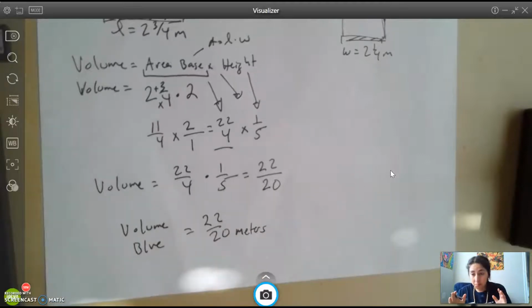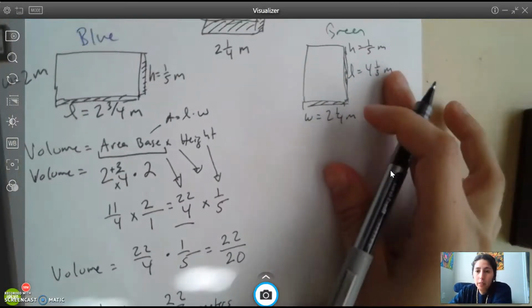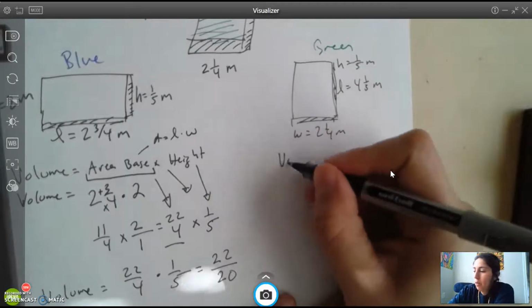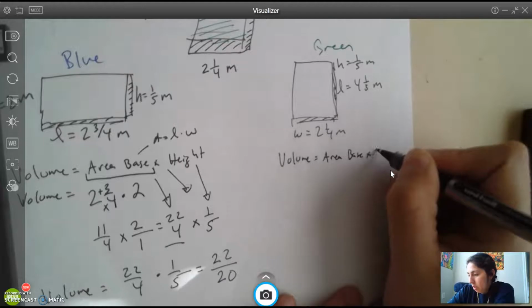Am I done? No. That's half of the work, well, a little bit less than half of the work, because I still have to find the other volume and then add them together for the composite volume. All right, boom, off to the other side. Same thing. Step 1, volume formula. Volume is equal to area of the base times the height.